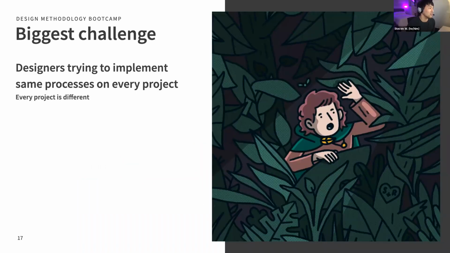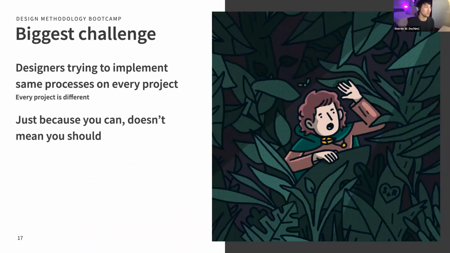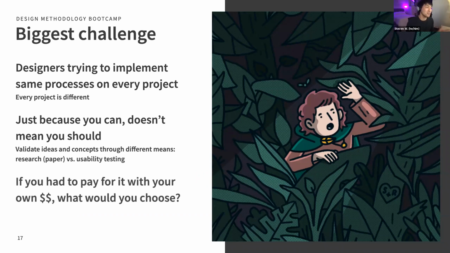So a couple of things we just mentioned: designers trying to implement the same processes on every project. This is where I usually see a lot of designers falter. Every project is different. Just because you can doesn't mean you should. Think about all these as little pieces, and sometimes we might be able to use more divergent thinking if we have an opportunity to do that.